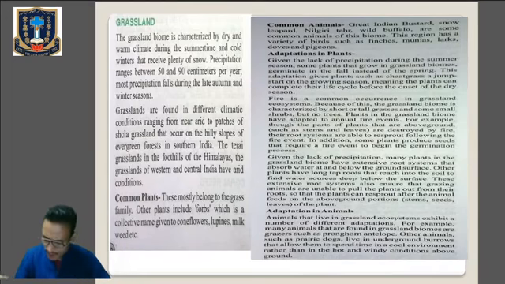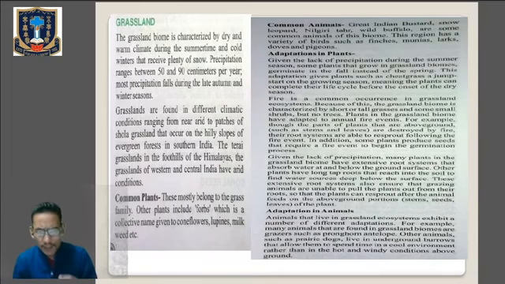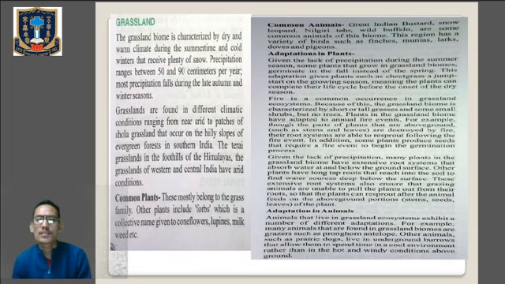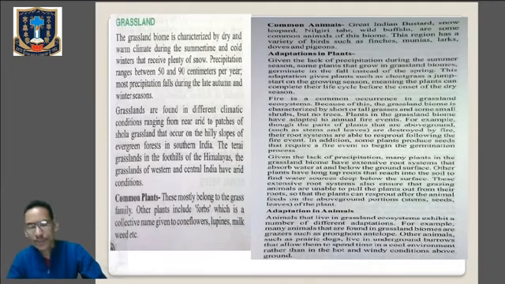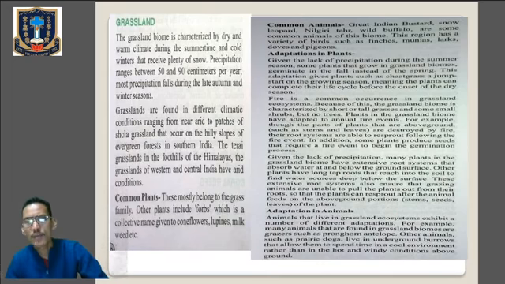Now let's see the common plants. Most of the plants belong to the grass family. Other plants include herbs, which is a collective name given to cornflowers, lupins, milkweed, etc. Common animals: great Indian bustard, snow leopard, Nilgiri tahr, wild buffalo. These are the few animals present in the grassland biomes. So this region has a variety of birds such as finches, munias, larks, doves, and pigeons.